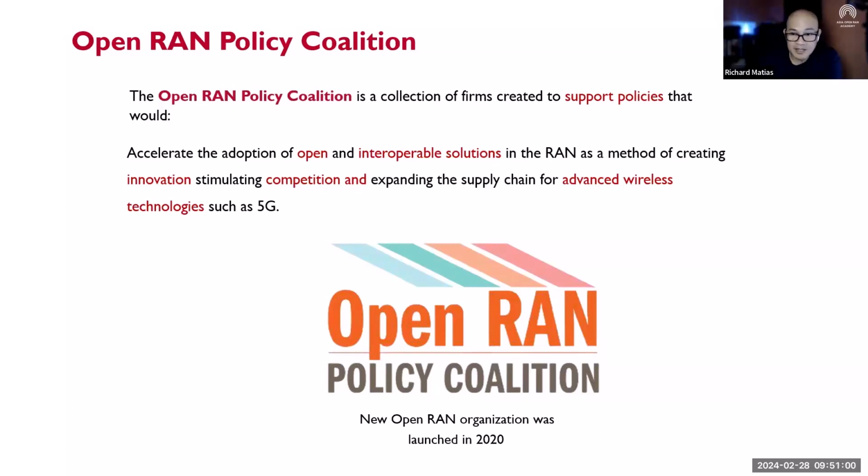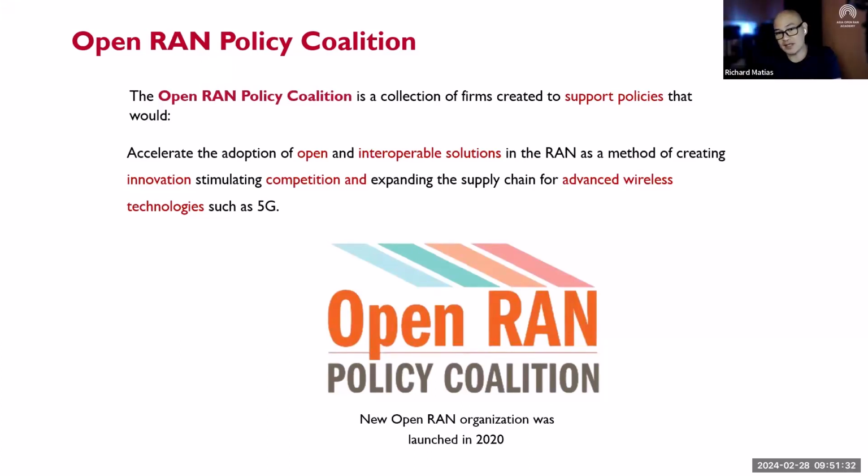So the Open RAN Policy Coalition's goals are that they fund research and development. They remove the barriers to 5G deployment. They also avoid heavy-handed or prescriptive solutions. And then they also use government procurement to support vendor diversity and signal government support for open and interoperable solutions, and support the global development of Open RAN and interoperable wireless technologies. Okay, so that is the function of the Open RAN Policy Coalition.